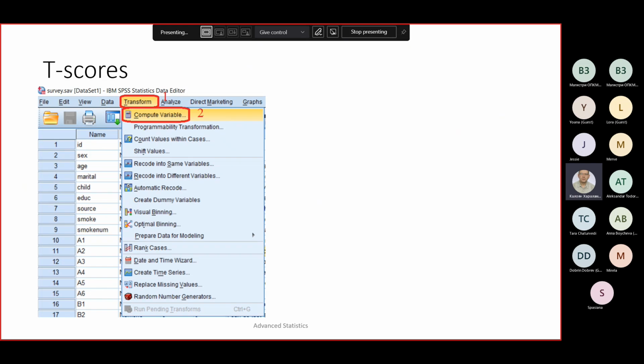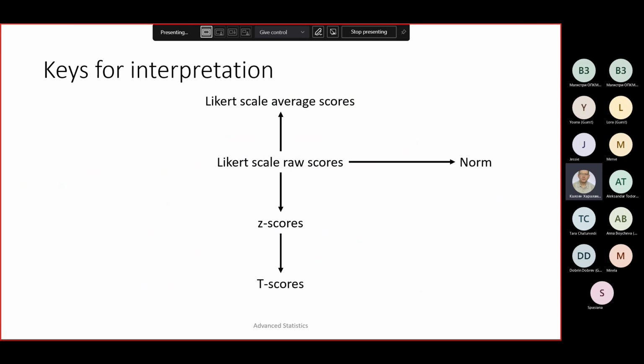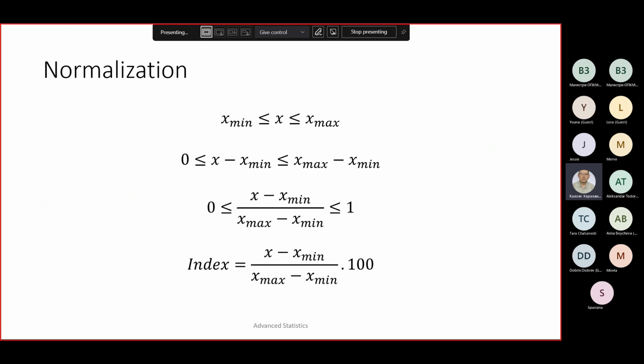How to calculate this score in SPSS is exactly the same as in PSPP. The last way, the last key, is the so-called index. The index is the result of another transformation, and this transformation is called normalization.